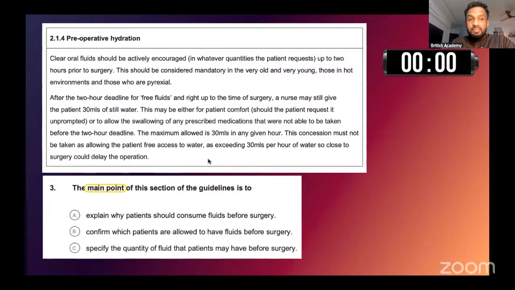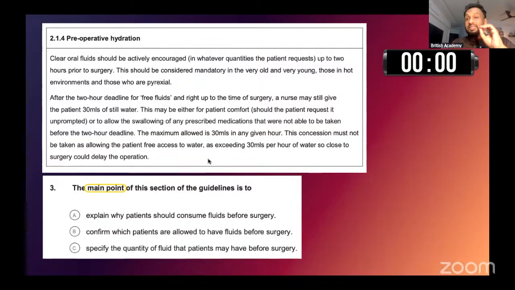My second para clearly says after the 2 hour deadline for the free fluids and right up to the time of surgery, a nurse may still give the patient 30 ml of water. This may be either for patient comfort or to allow the swallowing of any prescribed medication that was able to be taken before the 2 hour deadline. The maximum allowed is 30 ml of fluid in any given hour.